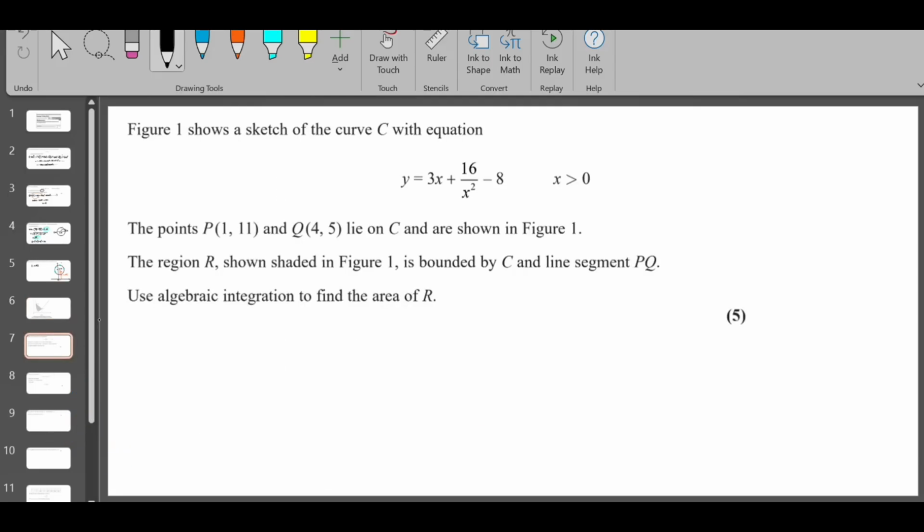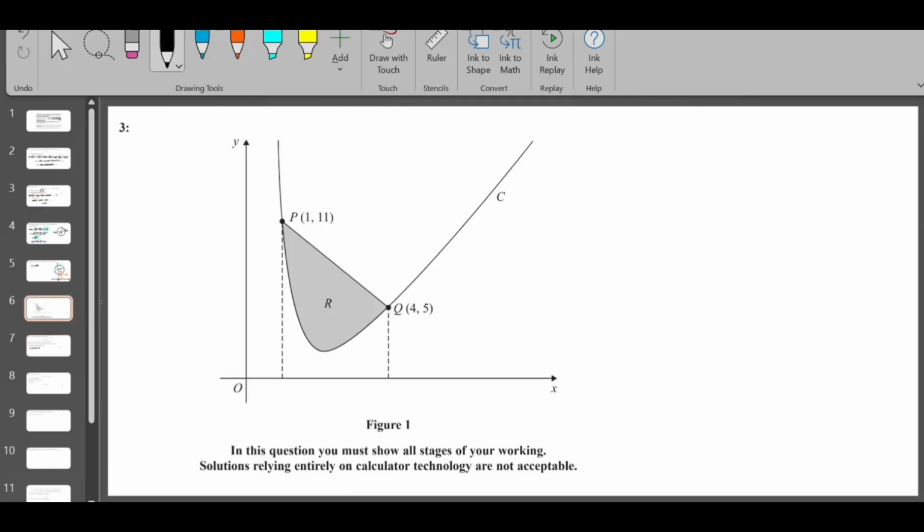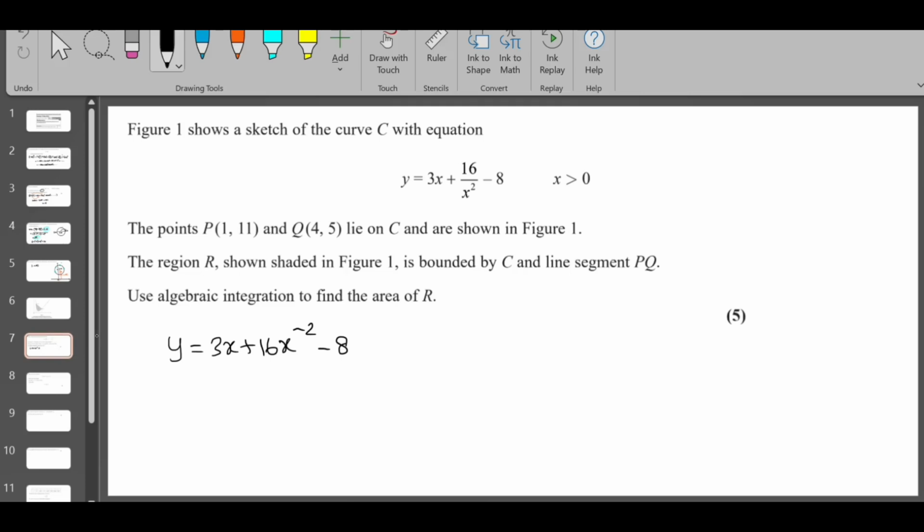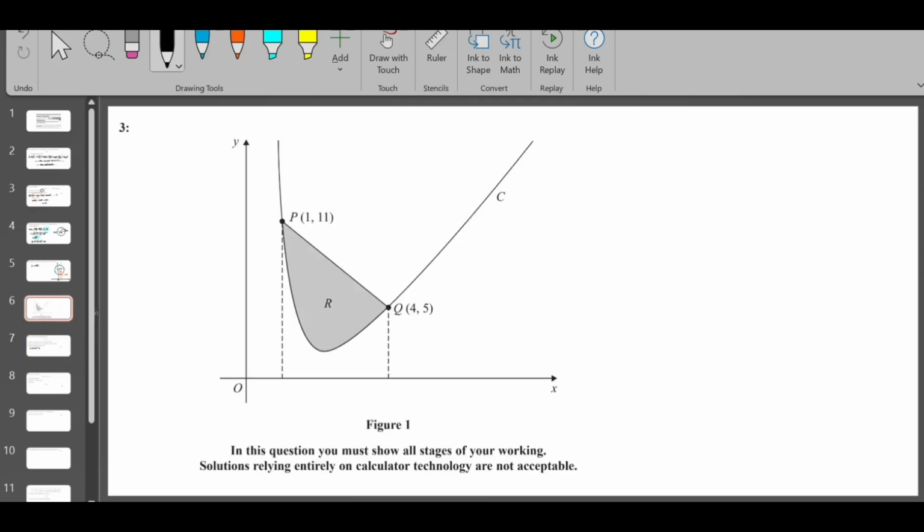Figure 1 shows a sketch of the curve y is equal to 3x plus 16 over x square, y is equal to 3x plus 16x power minus 2 minus 8. There are 2 points also given. Region R, shown shaded in the figure, is bounded by the curve and the line segment PQ, as you can see here. They want us to use integration to find the region R.